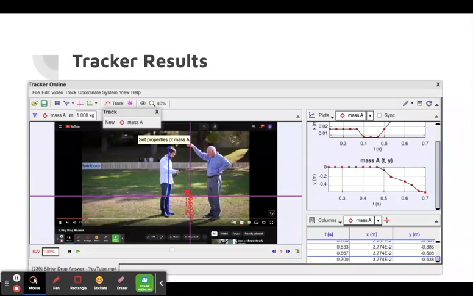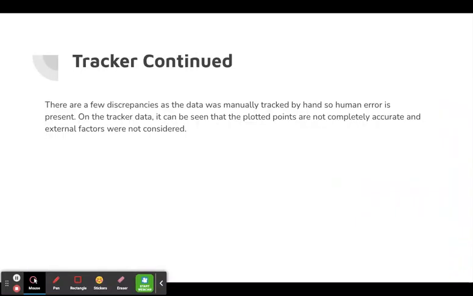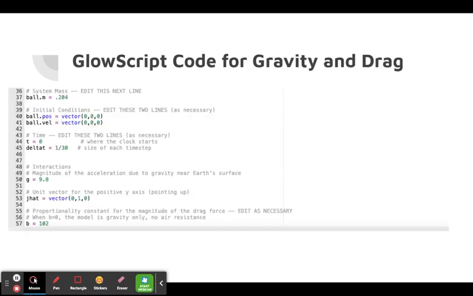Here are the Tracker results, which show manual tracking over here, and then the graph in the y direction. There are a few discrepancies as the data was manually tracked by hand, so human error is present. Additionally, on the Tracker data, you can see that plotted points are not completely accurate and external factors were not considered.